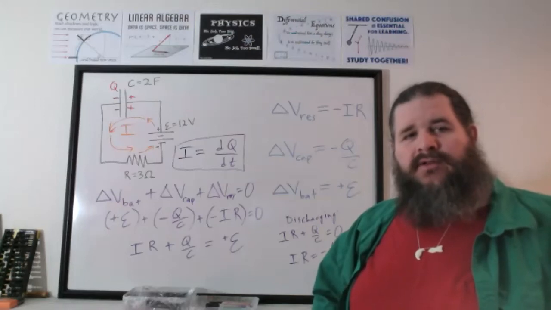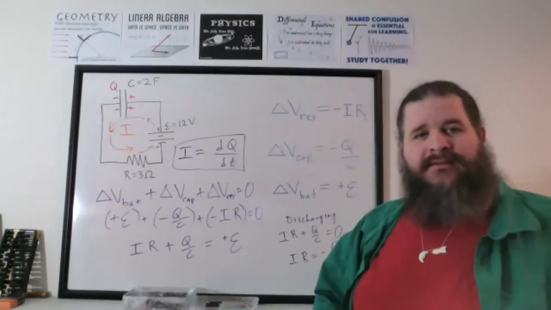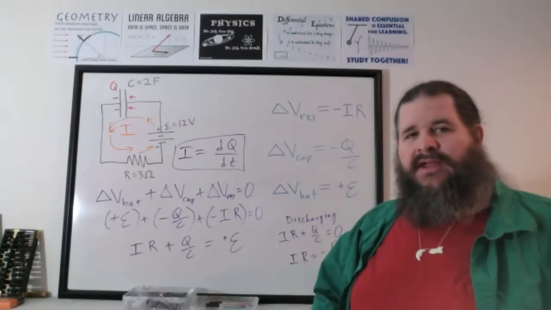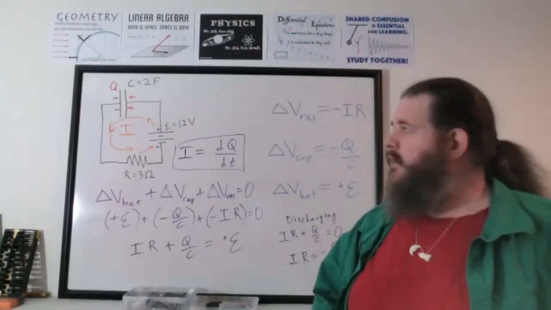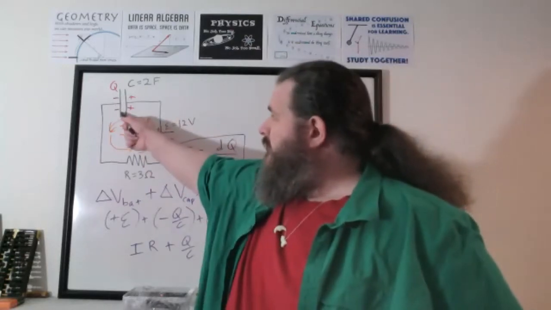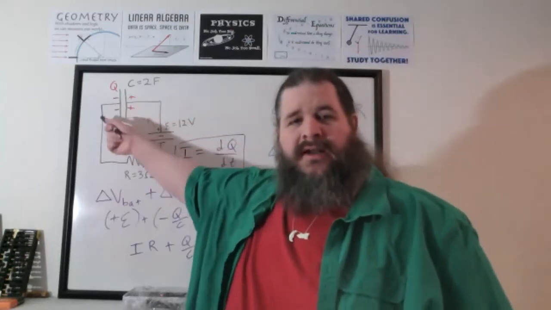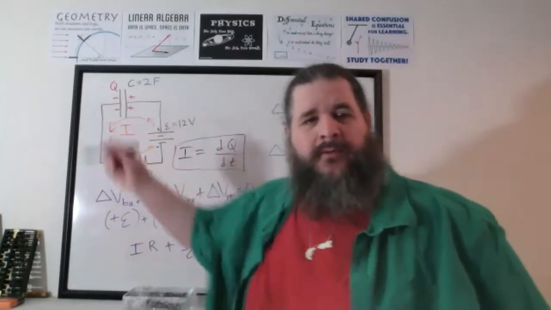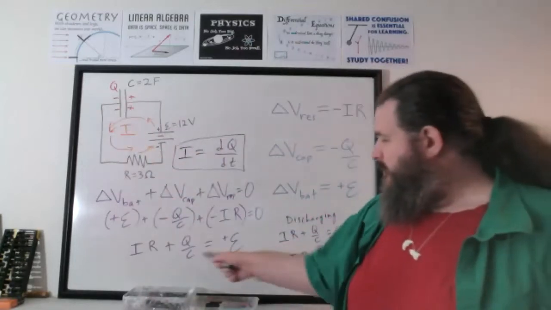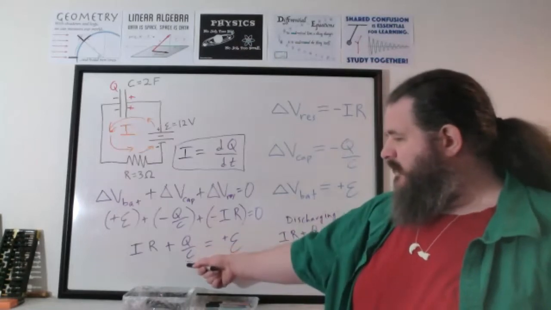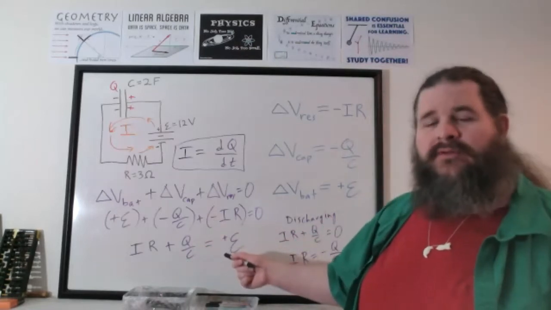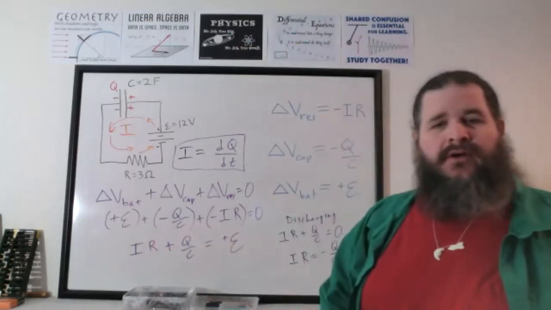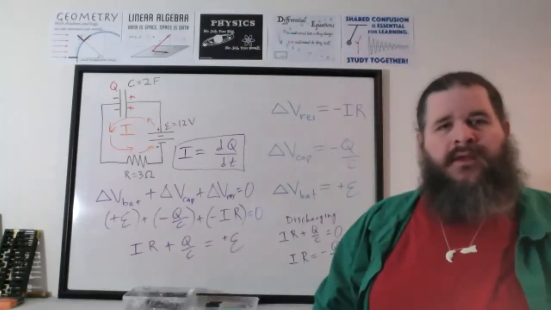In fact, after a long time, what would you expect current to be? Zero. Yeah, eventually we get to a point where there's no current flowing at all because the capacitor eventually fills up so much charge on it that it's pushing back with the same amount of voltage that the battery is pushing forward with. If these balance out, the pushback from the capacitor and the push forward from the battery, there's no voltage left for the resistor, so no current is going to flow.